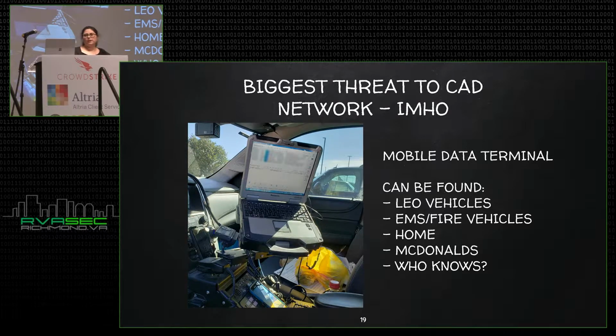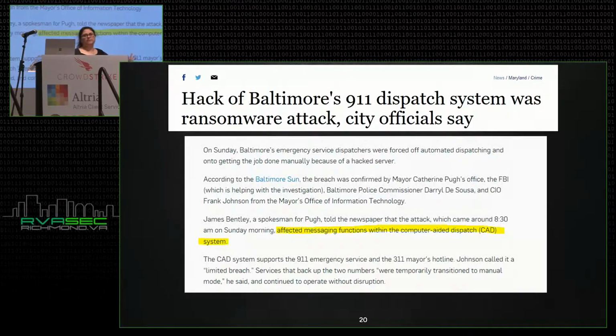And I thought I was a little crazy until I started reading. There's Baltimore, and the ransomware attack on their 911 center. And it mentions, I highlighted it, affecting messaging functions within the computer-aided dispatch system. The message switch is the server that sends the data from the MDTs to the CAD network. It's like a switchboard, and it sends data from the CAD network back to the MDTs. So I'm pretty sure it came from the MDTs. Also, they mentioned that they went into manual mode. That means pen and paper.